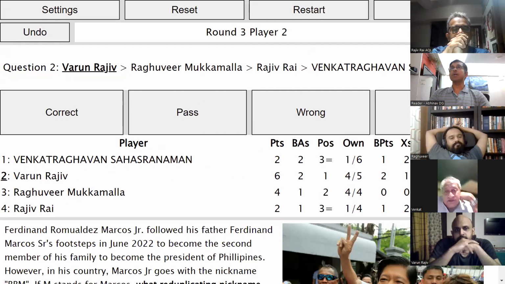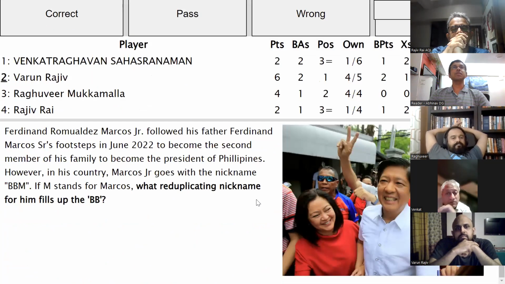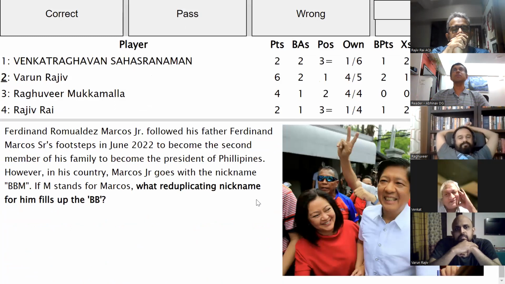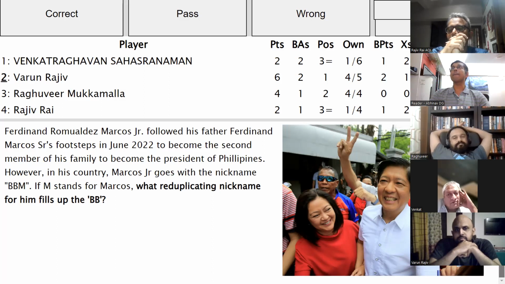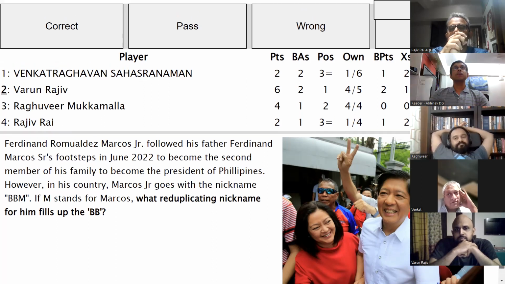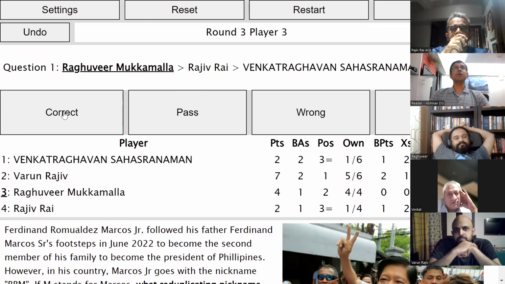Ferdinand Romualdez Marcos Jr. followed his father, Ferdinand Marcos Sr.'s footsteps in June 2022 to become the second member of his family to become the president of the Philippines. However, in his country, Marcos Jr. goes with the nickname BBM. If M stands for Marcos, what reduplicating nickname does BB stand for? Bong Bong. It's appropriately asked by me. Bong Bong is correct.